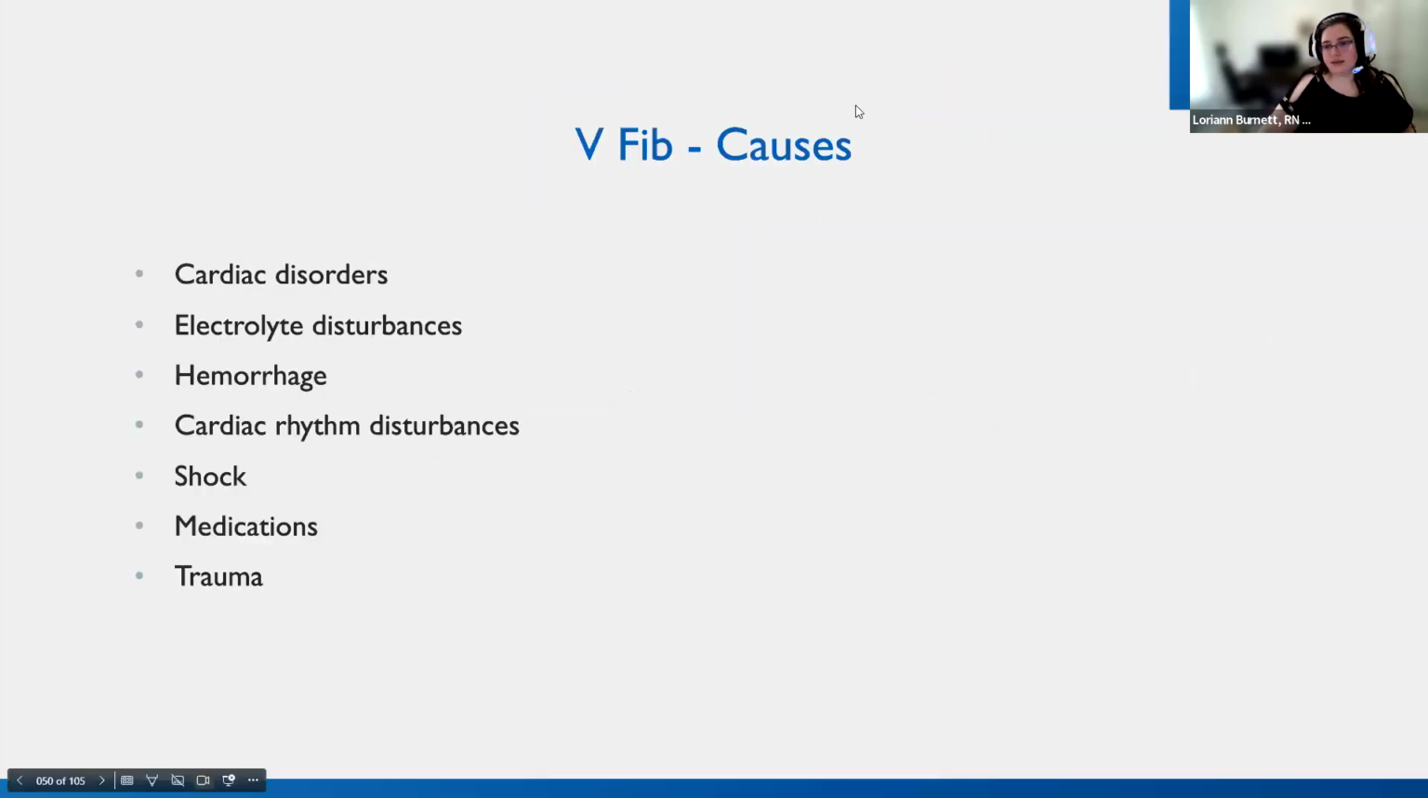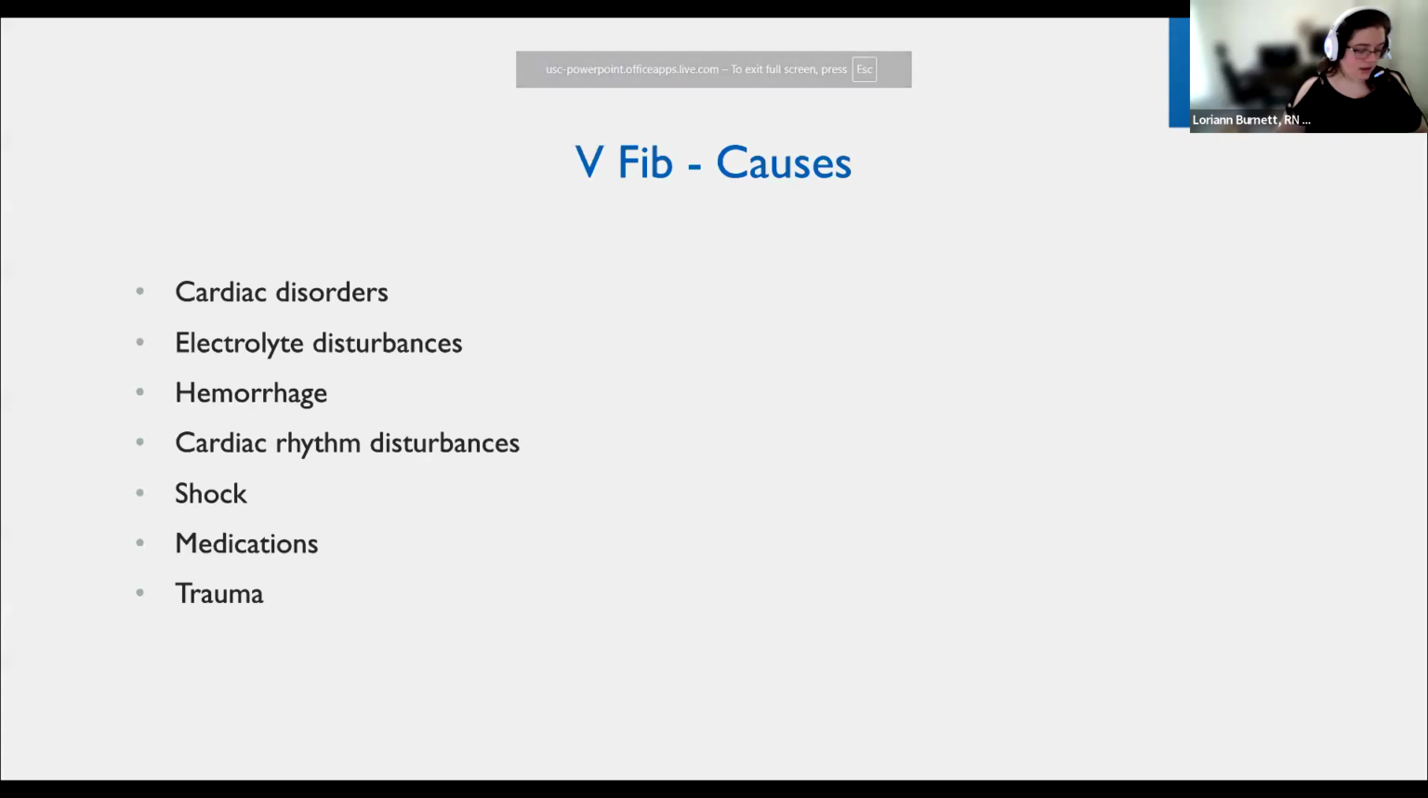So things that can cause a VFib are things such as coronary artery disease, heart attack, low potassium, low magnesium, severe bleeding. We have our rapid SVT or supraventricular tachycardia. That is a heart rhythm you're only really going to know if you do advanced cardiac life support. Also severe shock, certain medication, or severe trauma, aka surgery.